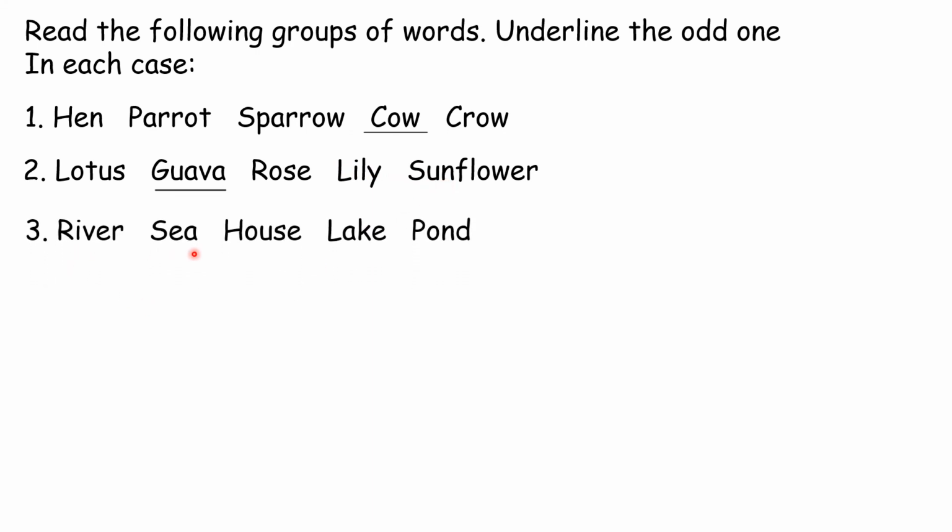River, sea, house, lake, pond. Which is the odd one out here? House. Because house is not a water body. Sorry, it's not a water body, and that is why the house is the odd one out here.